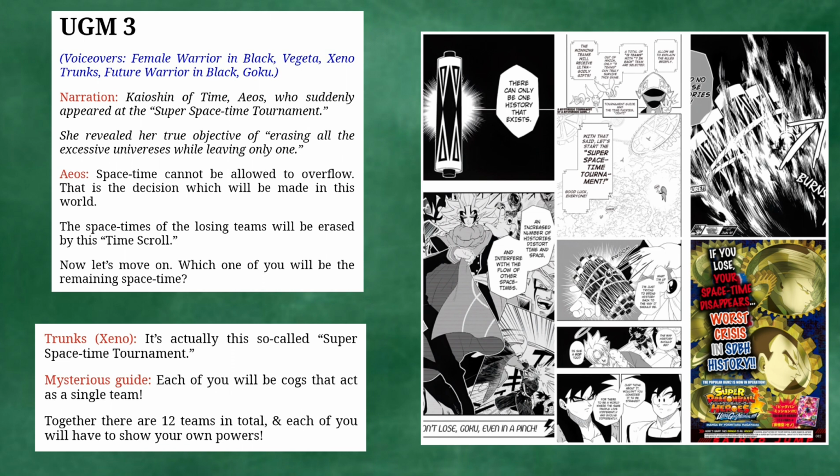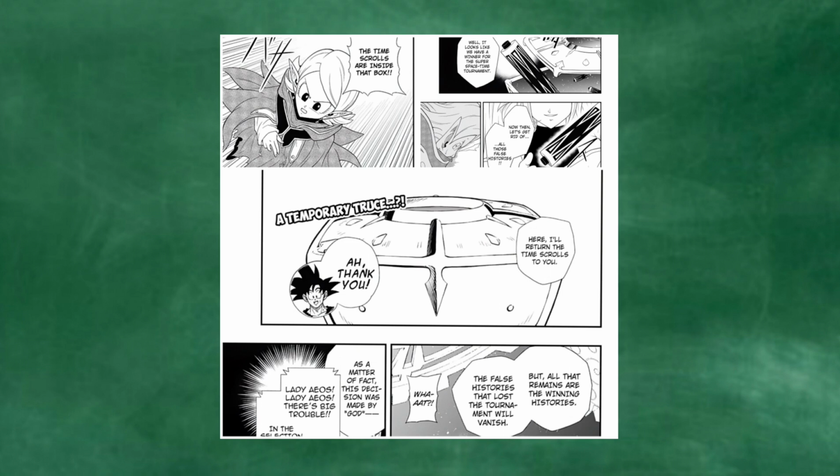This is further confirmed when, after the 9 losing teams get erased and have their 9 scrolls destroyed, we see that there are only 3 timelines left in the time box, which is said to contain each time scroll for each timeline.